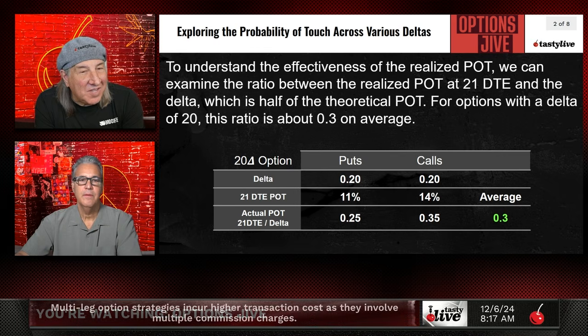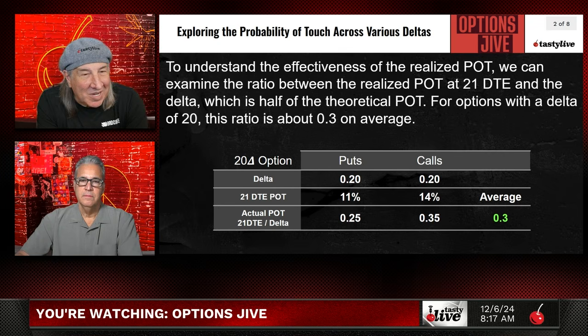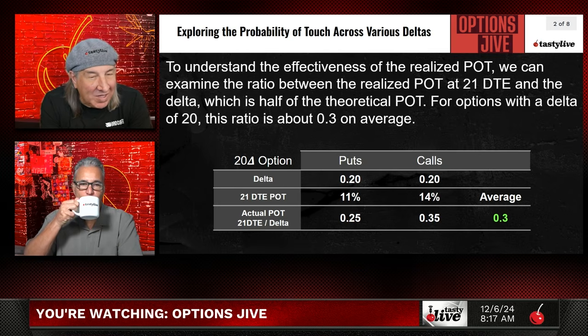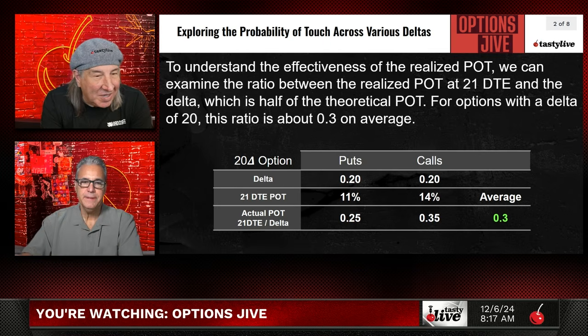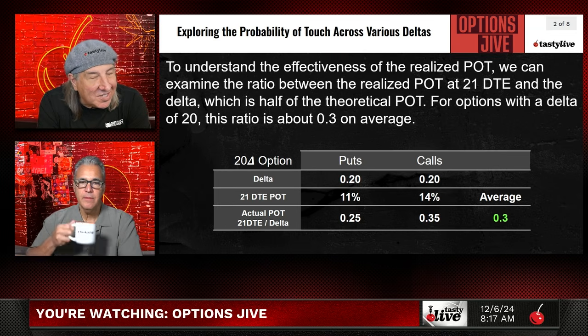But to understand the effectiveness of the realized probability of touch, we can examine the ratio between the realized probability of touch at 21 days and the delta, which is half of the theoretical probability of touch. I know these are a lot of numbers, but the reality is for options with a delta of 20, the ratio is about 0.3 on average. So that's the coolest thing, that when you manage early, the ratio of the probability of a touch actually happening to whatever the theoretical is, is less than a third of the time.